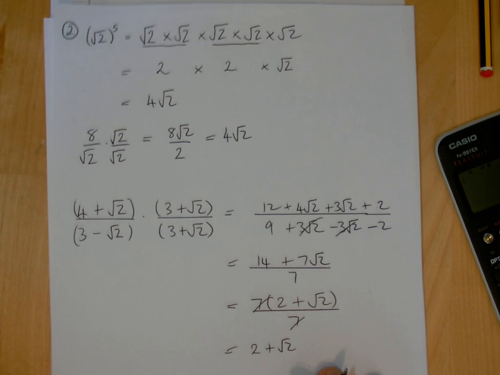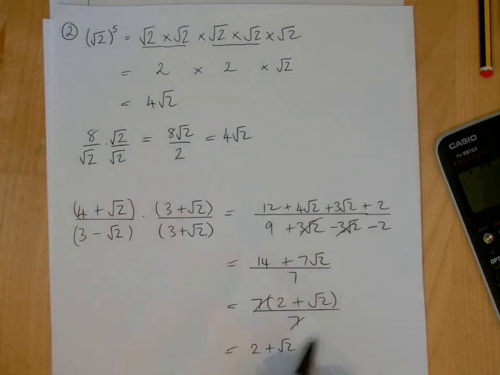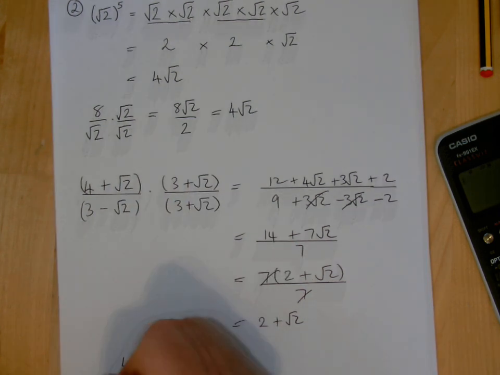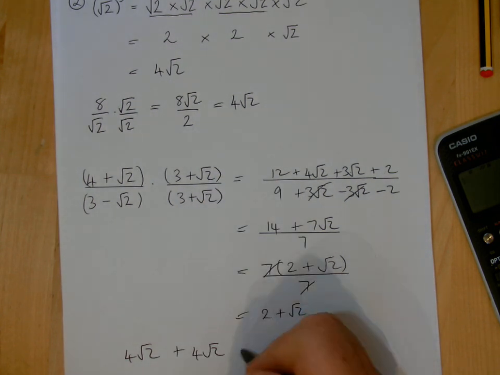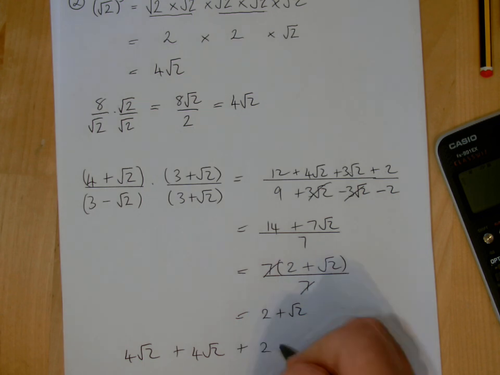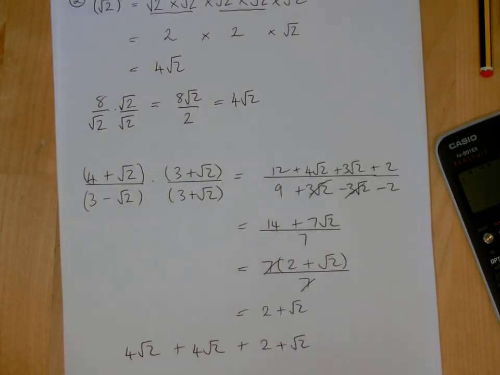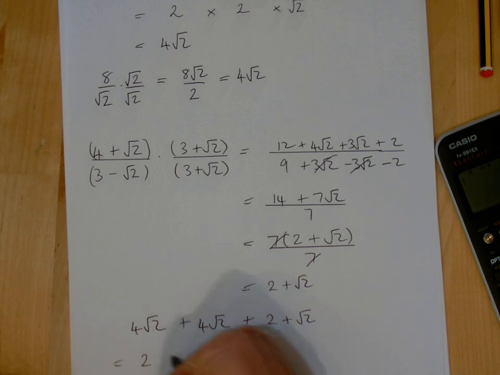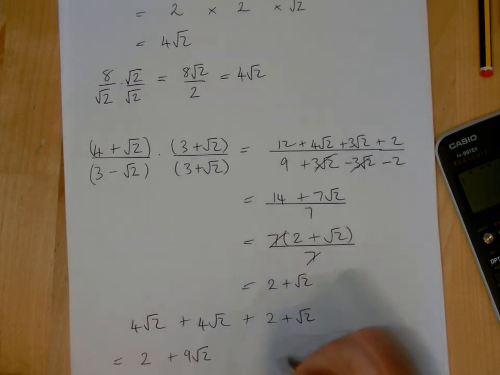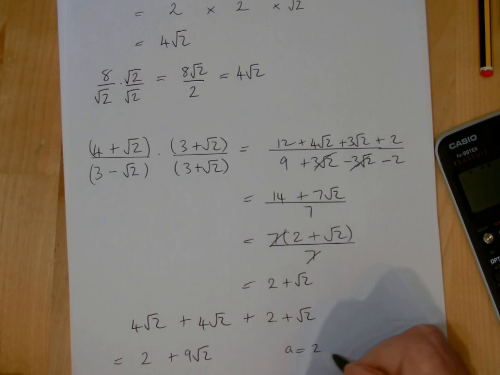So overall then, we've got to put them together. Quite simply, the first result was 4 root 2. They're asking us to add it to the second result, which is also 4 root 2. And then the third result was 2 plus root 2. So overall I've got the 2 there, and then the roots: 4 root 2 plus 4 root 2 plus root 2 is 9 root 2. So my A is equal to 2, and my B is equal to 9.